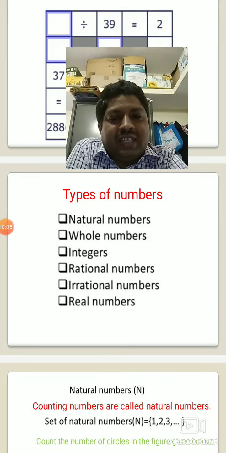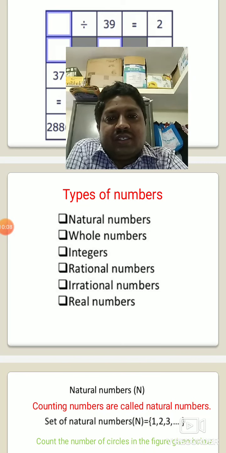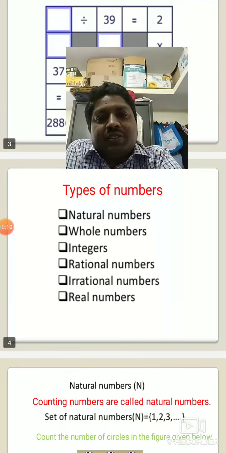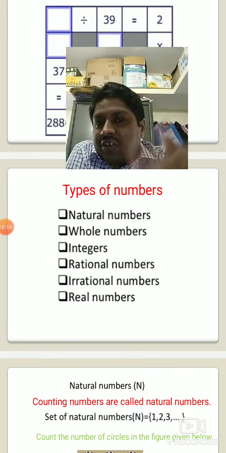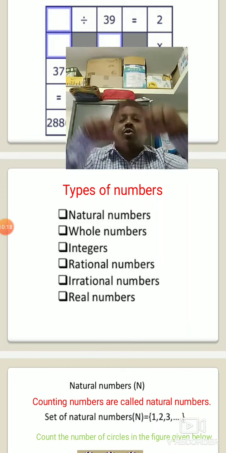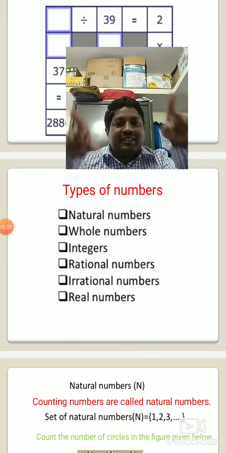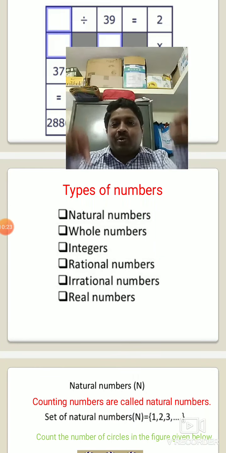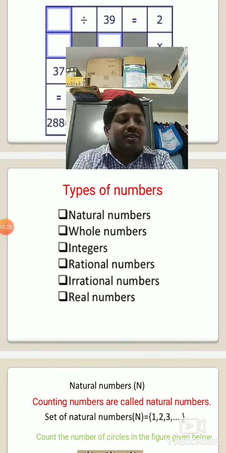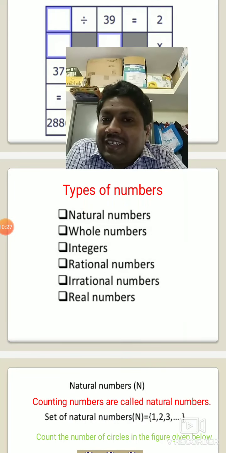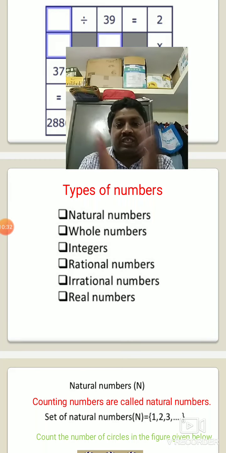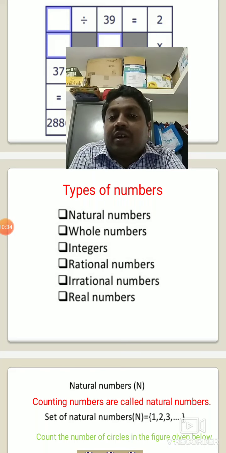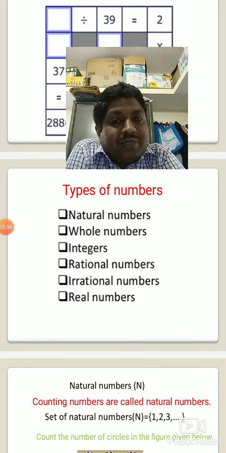What do you mean by real number? See, the understanding of the concept is in the name itself. Natural means what? Naturally we count 1, 2, 3, 4. Whole means whole. What is whole? It's zero, complete. Whole means complete. Then integers means negative numbers, positive numbers, and zero we call integers.